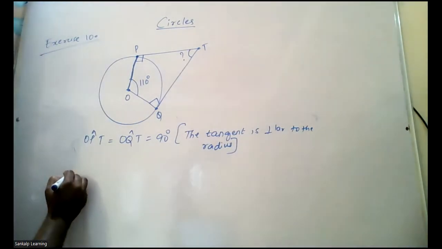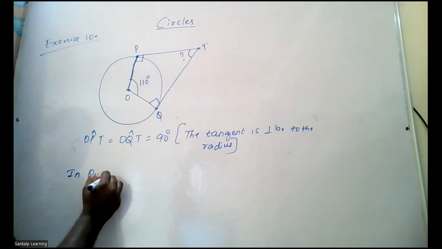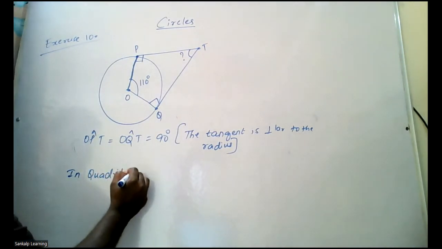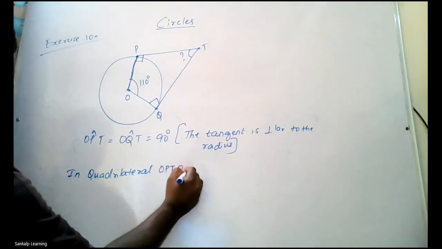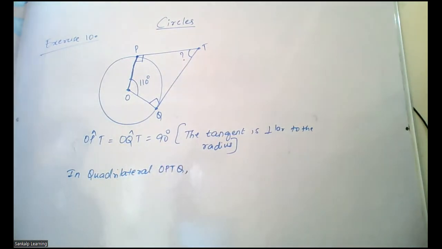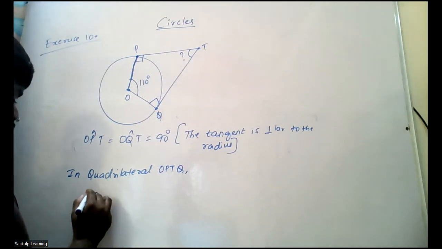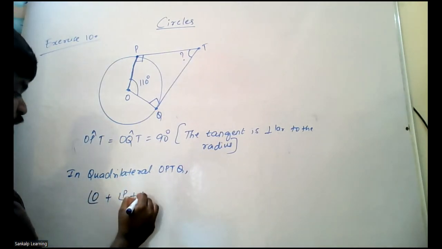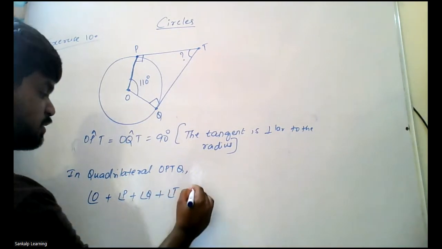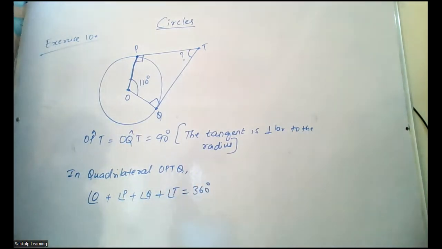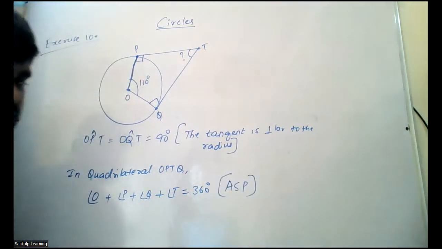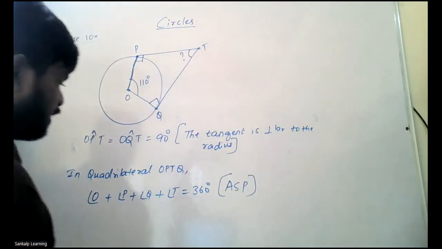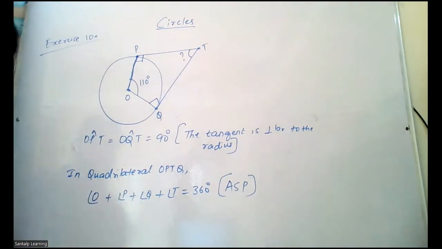Now, a quadrilateral has four sides, right? A four-sided closed figure. In quadrilateral OPTQ, if I add all the four angles, angle O plus angle P plus angle Q plus angle T, it is equal to 360 degrees, isn't it? Because of what? The angle sum property of quadrilaterals, ASP. In quadrilaterals, there are four angles. If you add everything, you get 360.